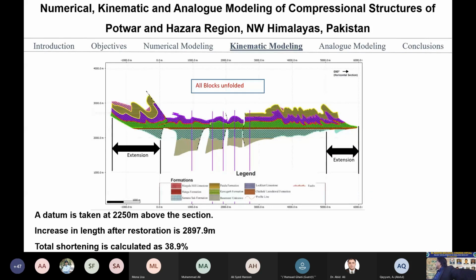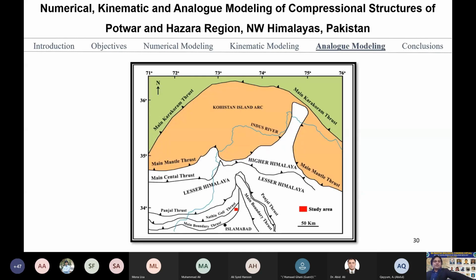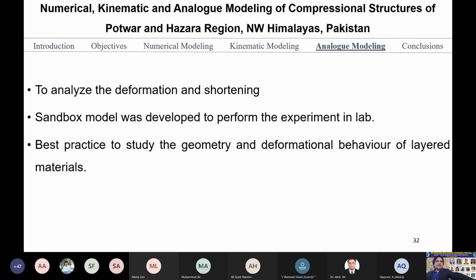What I did, that I used the same cross section and tried to make an analog model of that area. So in that case, the study area is the same, and these are the formations with different thicknesses in the area, and we applied these different formations in that sandbox model.